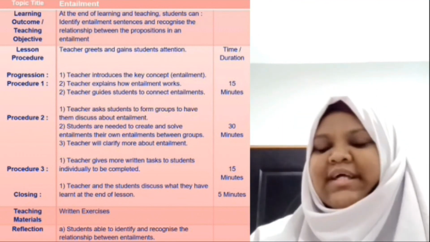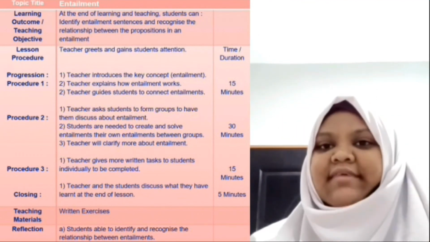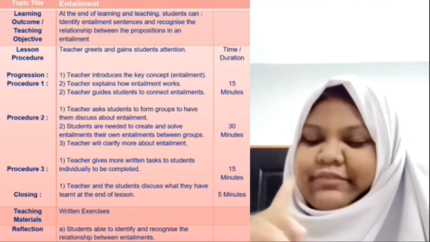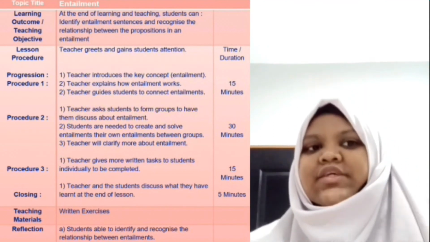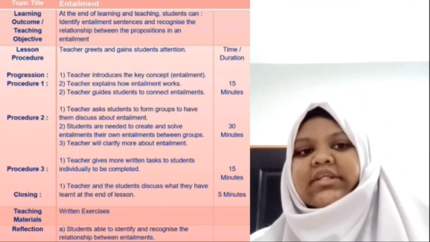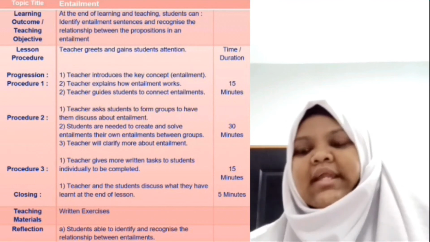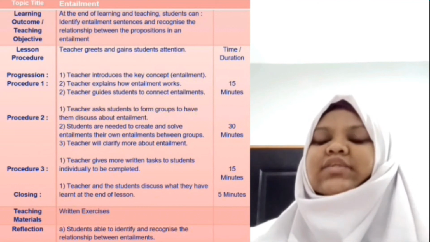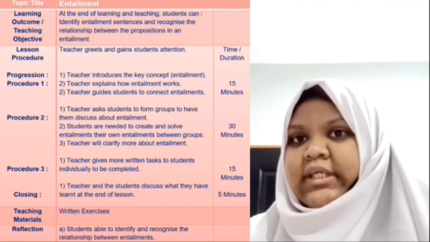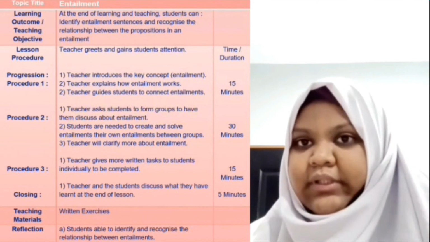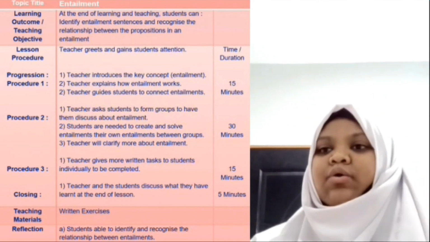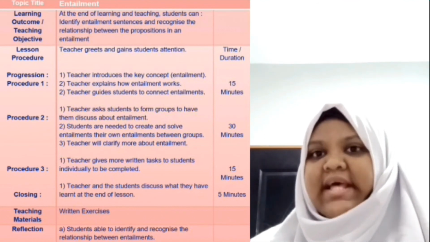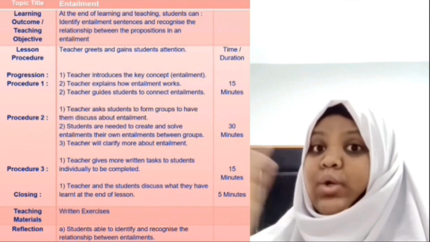Okay, now let's have a look at the procedure. We have come up with 3 procedures. The first procedure is when the teacher is already in the class, after the teacher greets the students and has gathered all their attention, then the teacher can start with introducing the key concept, entailment. It is called an icebreaker so that the students can have a grasp of the topic that they are going to learn.